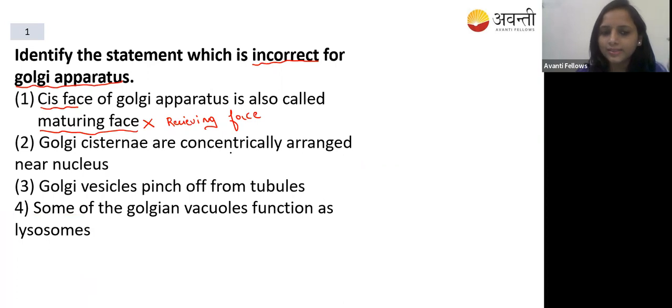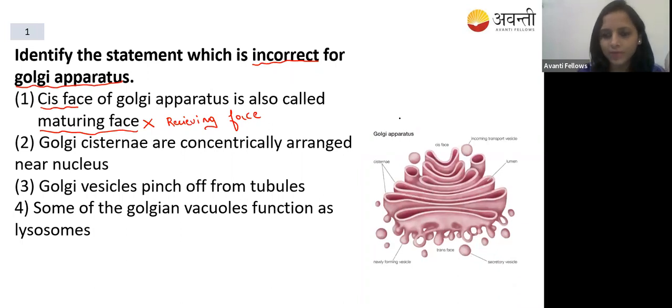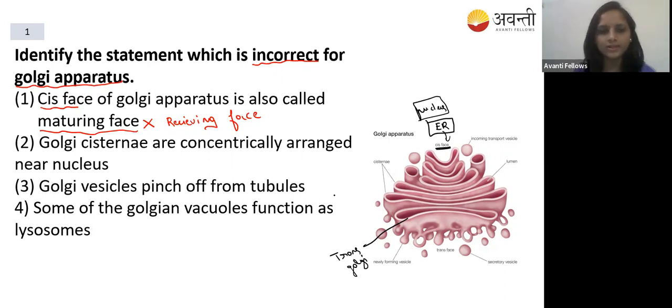The Golgi cisternae are concentrically arranged near the nucleus. Yes, that is correct. Let us see the diagram. This is the Golgi apparatus, and here you can see the cis phase, nearer to the endoplasmic reticulum, which is nearer to the nucleus. The protein synthesized in the endoplasmic reticulum comes to the cis phase, the modification happens in the cisternae, and then it goes through the trans Golgi.